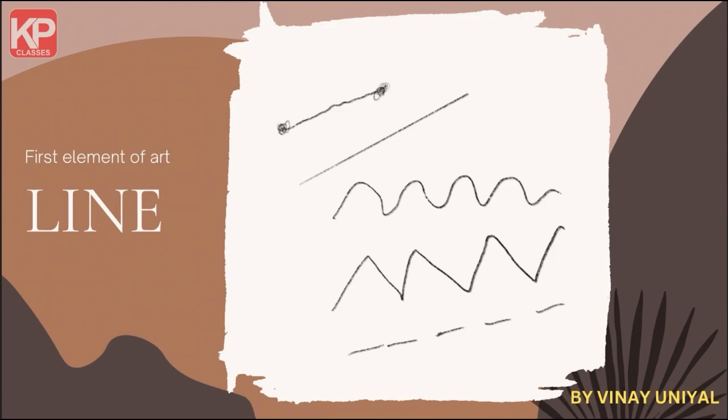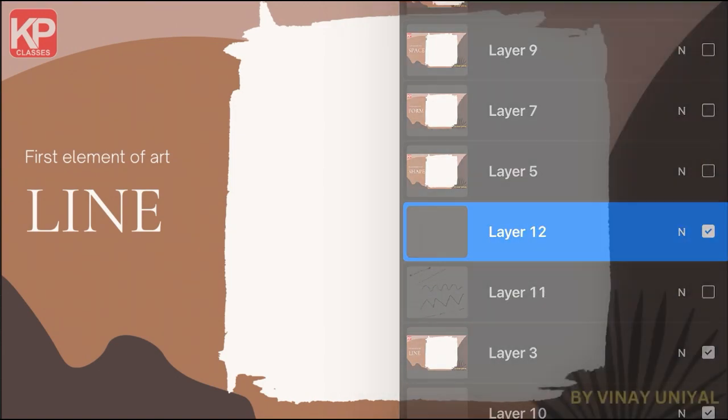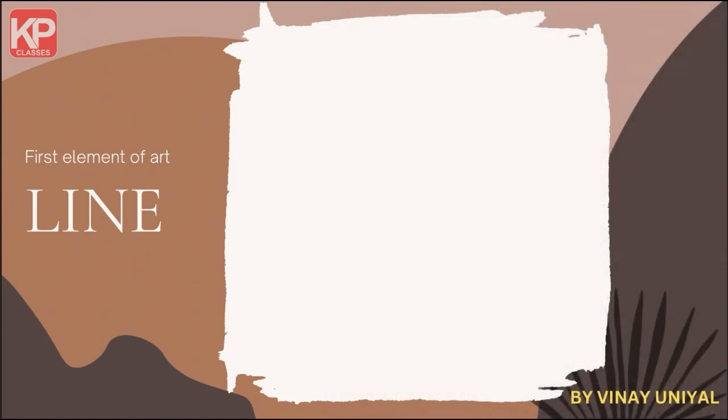Now let's discuss the very basic part of the line. The very basic 4 types of lines we'll discuss here. So let's start now. The very first is known as a vertical line. A line which is moving up to down or down to up is known as a vertical line, like this. It can be either up to down direction or down to up direction.